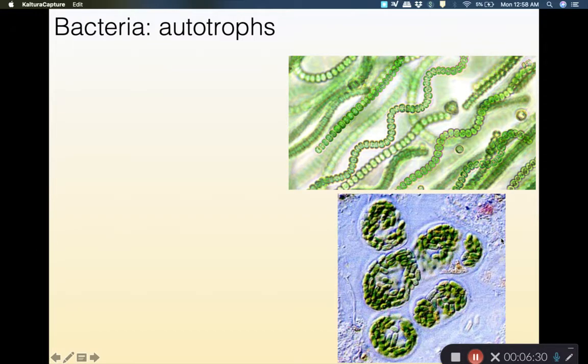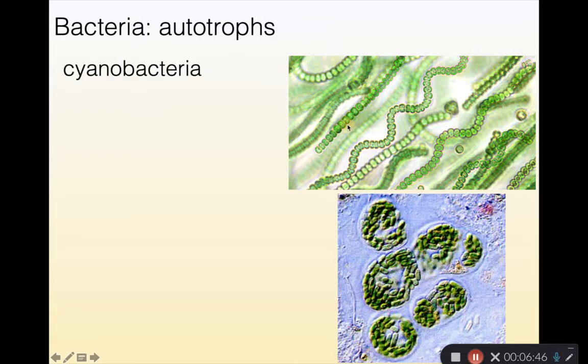So now that we've examined the broad structures that really help make bacteria be bacteria, let's dive into these larger clades. So the first one being autotrophs. And again, these are bacteria that are making their own food and nutrients.